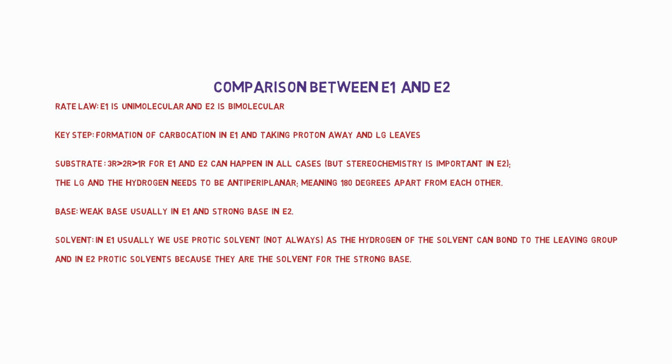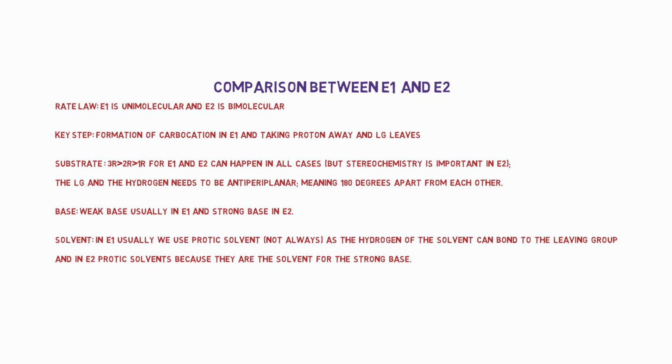Tertiary carbon can form a stable carbocation and favors E1 reactions. But in E2, all primary, secondary, and tertiary carbons can take part if we have a strong base. Usually a weak base is involved in case of E1.